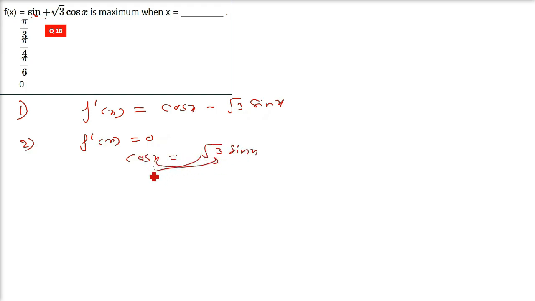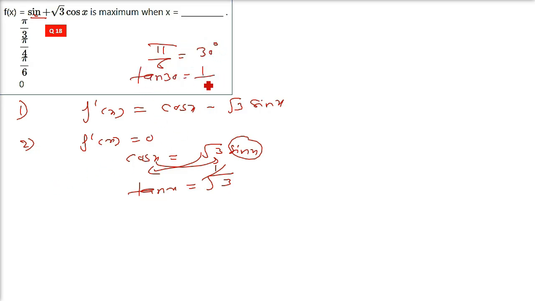Now tan x is equal to 1 by root 3. When you have tan x equals 1 by root 3, tan 30 degrees is 1 by root 3. What is the value for which you are going to get the tan of that value as 1 by root 3? It's 30 degrees or pi by 6. Tan 60 degrees is what? Tan 60 degrees is root 3.